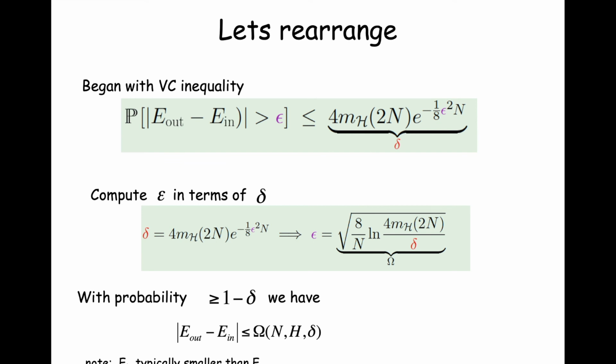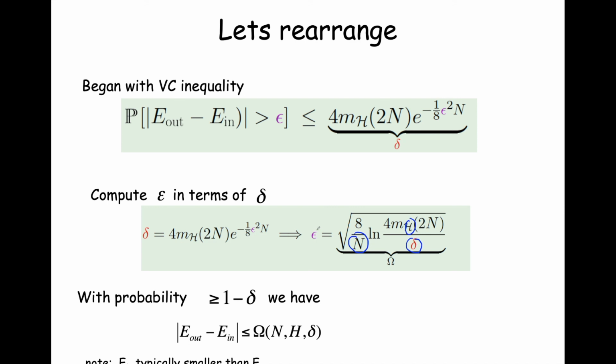And then we take the log of both sides. We can take this e, bring it to the other side, do a little bit of algebra, and we get an expression for epsilon. It's just this radical 8 upon n, ln, 4 times the growth function over delta. And let's call that omega. And omega, if we parameterize it by the free variables, omega is a function of n, our data set size, H, our particular choice of hypothesis set, and delta, which is that probabilistic bound.